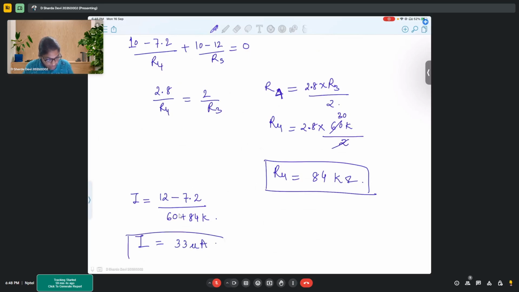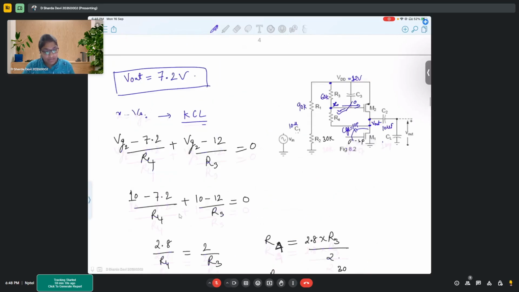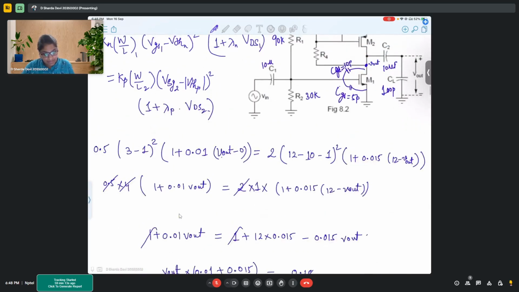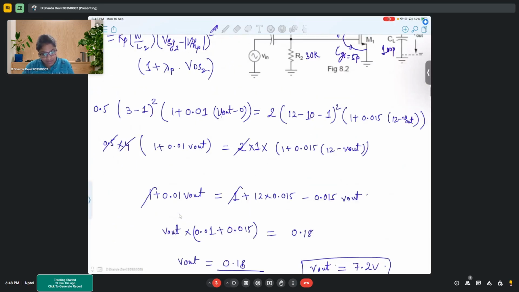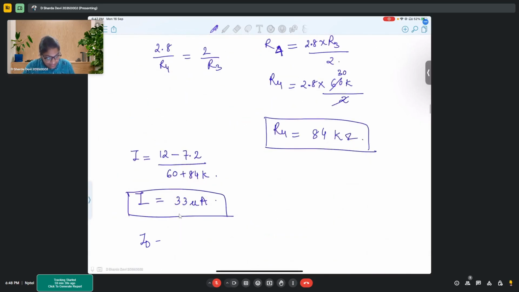So see how small this current is. This is 33 microamperes, right? Whereas if you look into this particular current, the normal current, how much is this? This is 0.5 into 4, which is 2 milliamperes. So compared to 2 milliamperes, which was ID, this is much smaller, right? This current is very small. So that's why we say that you can neglect that.